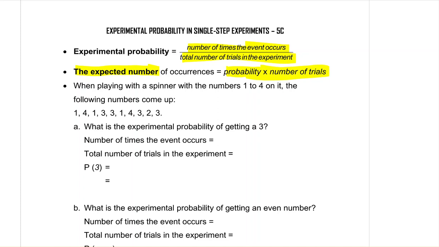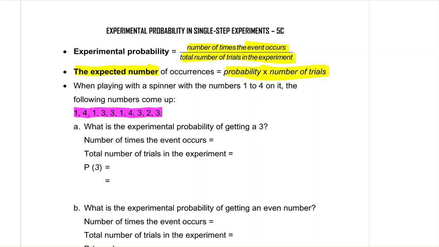Okay, so here are our questions. When playing with a spinner with the numbers 1 to 4 on it, the following numbers come up. So we're doing the experiment, and I spin once and I get a 1. I spin again, I get a 4. Every time I spin it, these are the results that I get. Okay? The question is, what is the experimental probability of getting a 3?